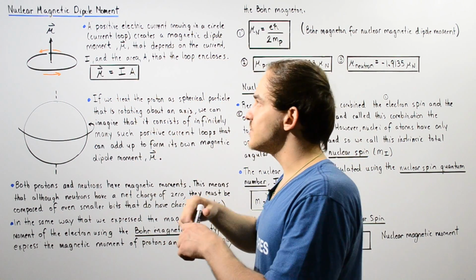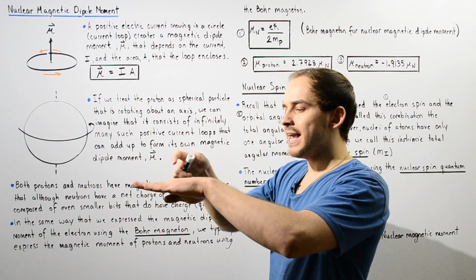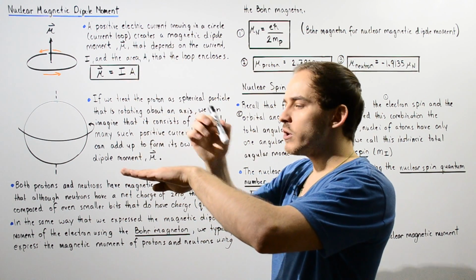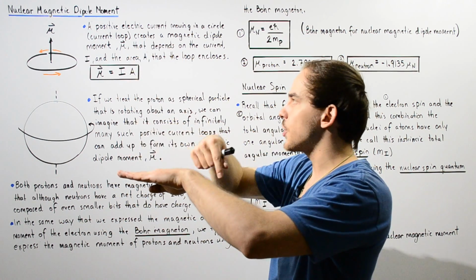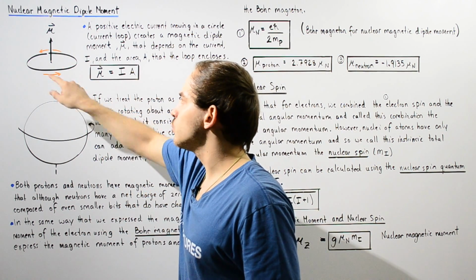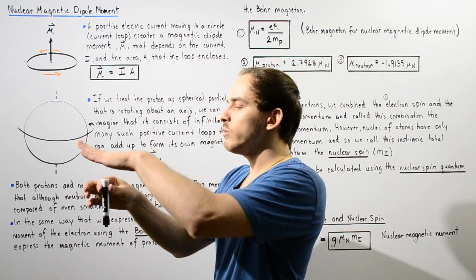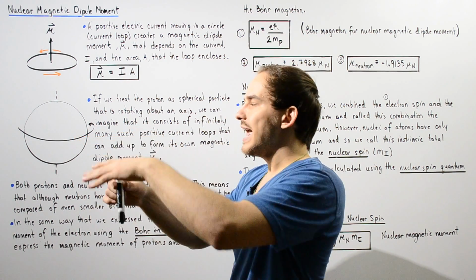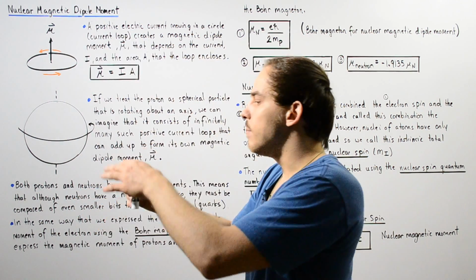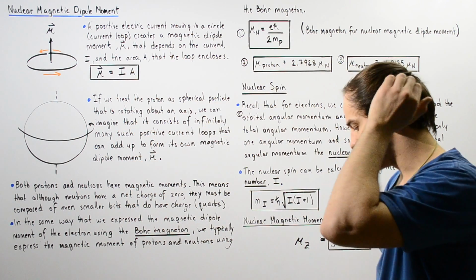Now, mu points perpendicular with respect to the area enclosed by our loop. So in this case, if the loop is my hand, then our mu points upward perpendicular with respect to this surface, with respect to this area. Now, if our current was negative, the mu would reverse and point downward. It would still point along the same axis, but it would reverse directions.